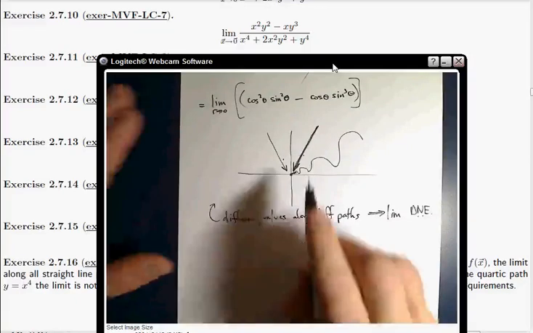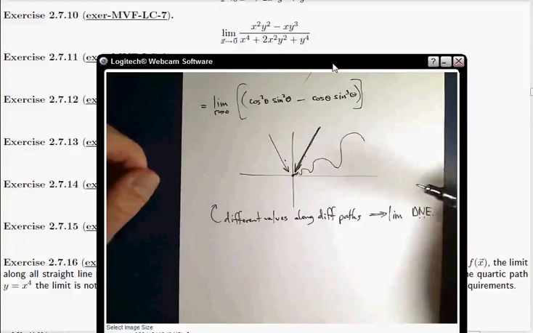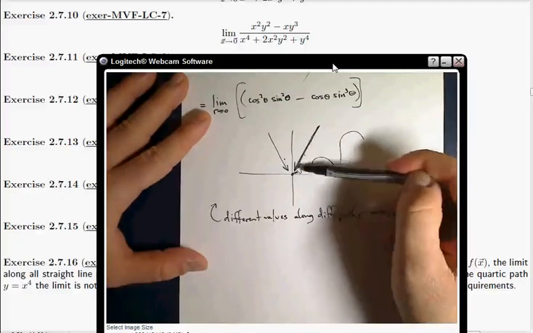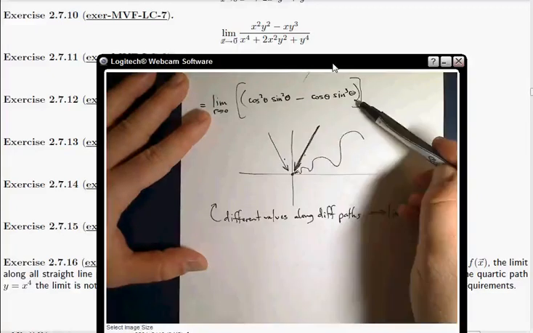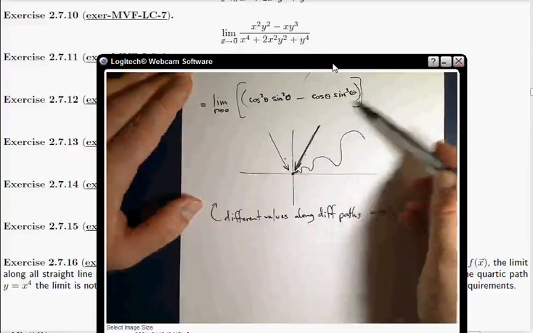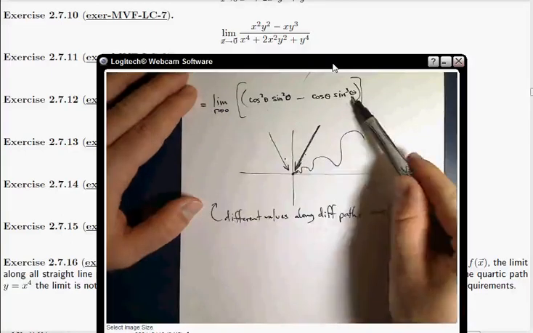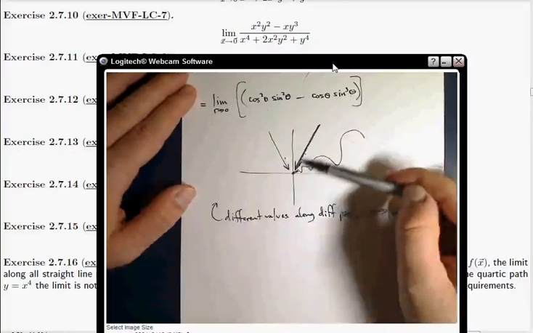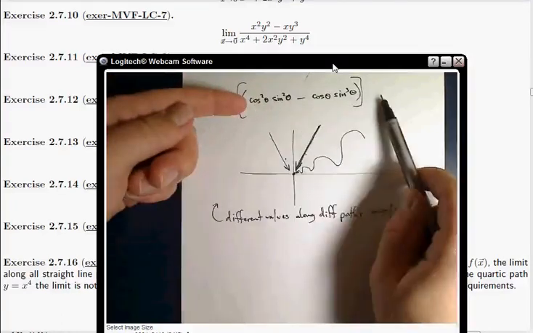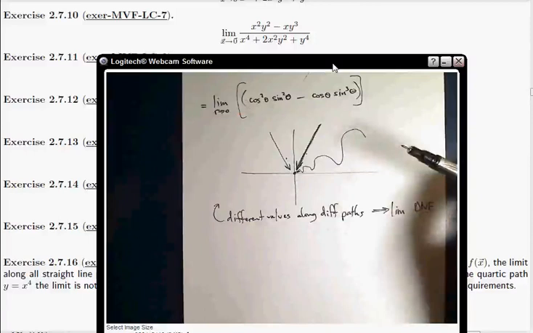I didn't really have to parameterize these. I suppose you could, but you don't really have to, because the point is, as you're approaching along this path, theta is constant. That means that this isn't changing. So the limit of something that's not changing is just whatever that thing is. So this is the answer you get along that path, and it depends on theta. See, it's got thetas all over the place in there. So that's why you know it's not.